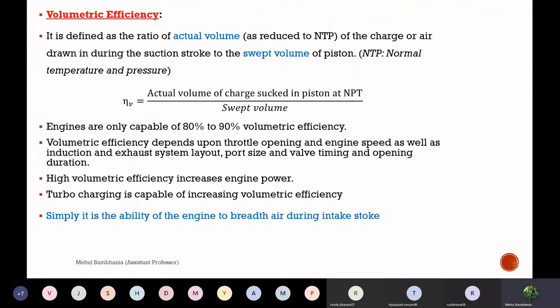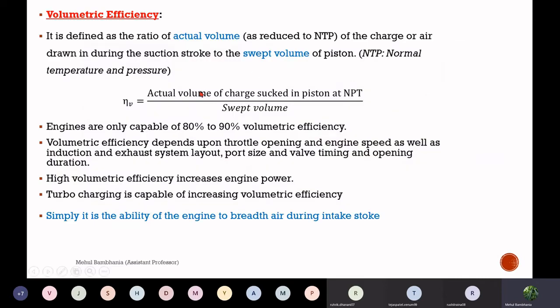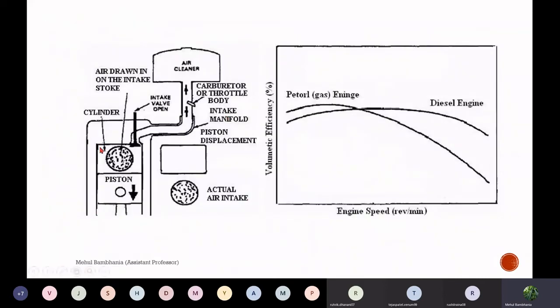Now a few more parameters will actually affect the performance of the engine. One of the parameters is called volumetric efficiency. What is volumetric efficiency? Let's look into this diagram. The definition is something like that. See, this is the available volume. The area into length will give you the theoretical volume called the swept volume, right?